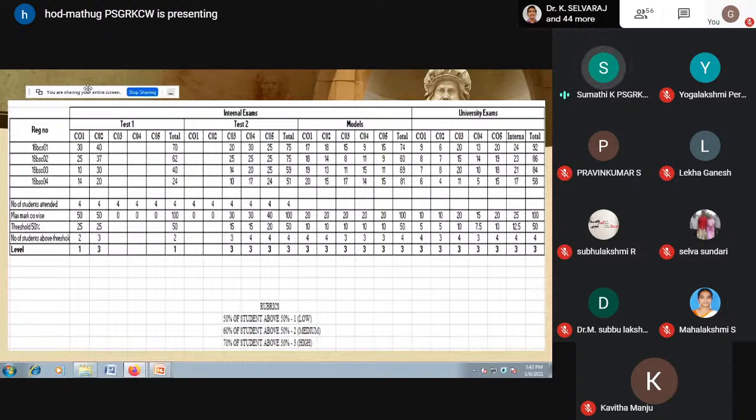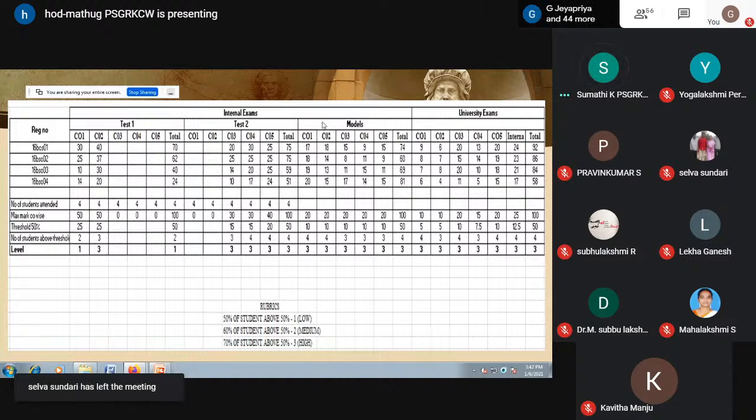So now I am introducing another rubric. Here, 4 students are taking the examination, and I am giving them 3 tests: test 1, test 2 and model. In test 1, I have asked questions relevant only to CO1 and CO2. I have not worried about CO3, CO4, CO5. The marks scored by each student under the criteria CO1, CO2 are given and the total is found out. Here the first student has scored 70, 25, 37. The second student has scored 62.